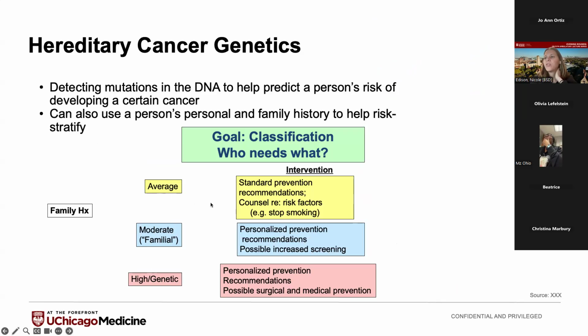If someone is at average risk, they might just do standard prevention recommendations: yearly mammograms, no cigarette smoking, colonoscopies every 10 years. Where someone's at a moderate risk, maybe they don't have a very high-risk mutation, but we will do some increased screening, and consider breast ultrasounds or MRIs. And then if they're at a very high genetic risk, that's when we maybe even think about surgery. Is this someone whose risk of breast cancer is so high that we might do a mastectomy for them, or do medication, or do additional imaging?